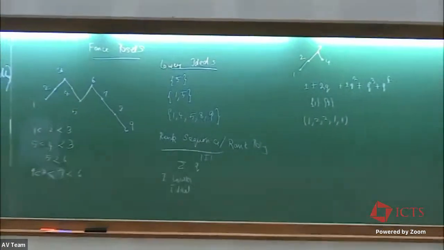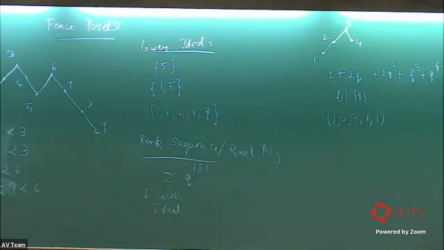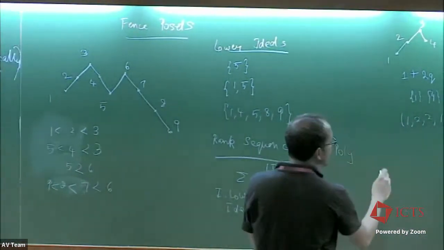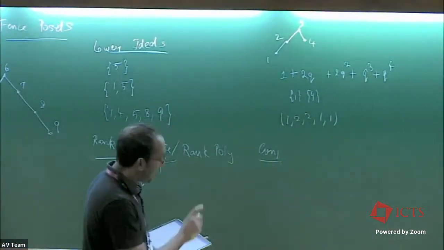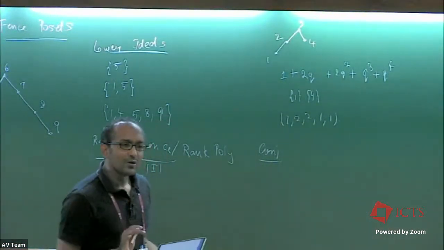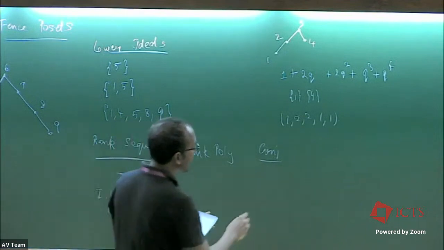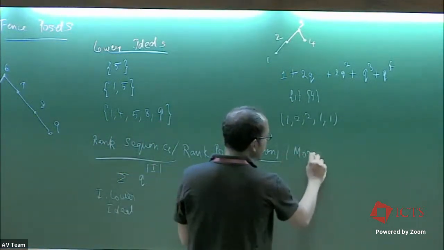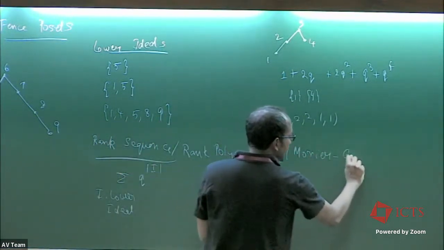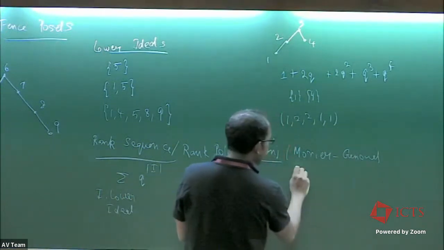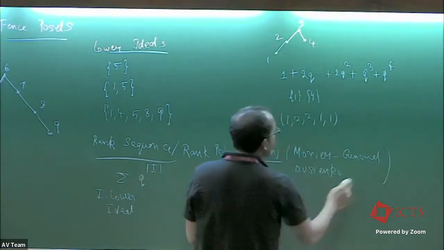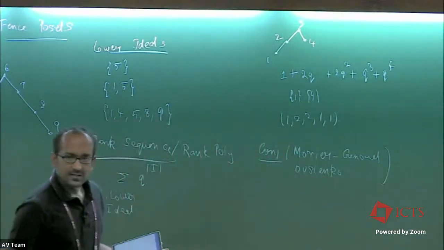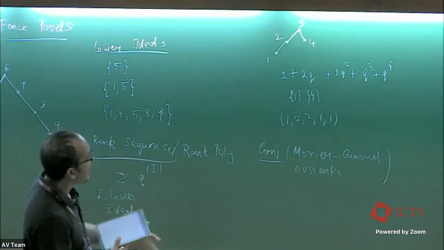So now the conjecture, and this is something that we proved last year, came up in some spectacular work that I'll briefly tell you about. The conjecture was due to Moriah Ginu and Valentin Ovsienko, that for any poset, this rank sequence is unimodal.